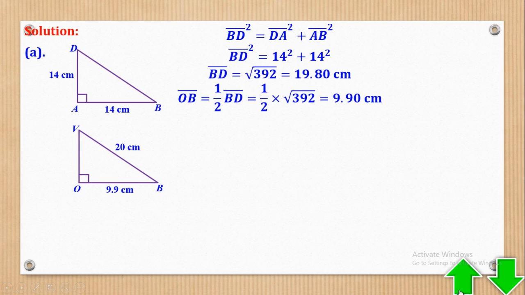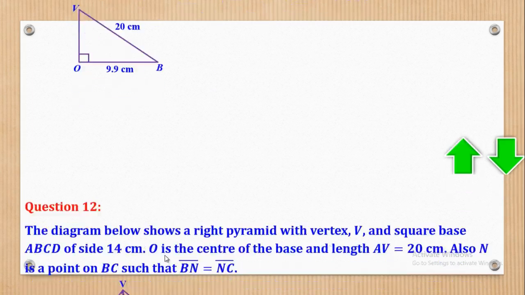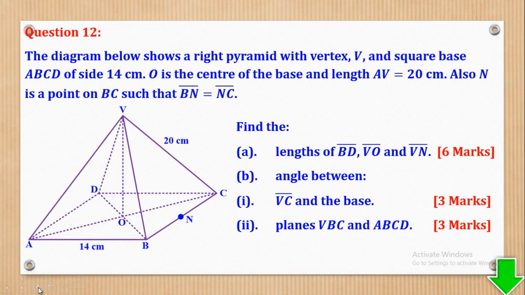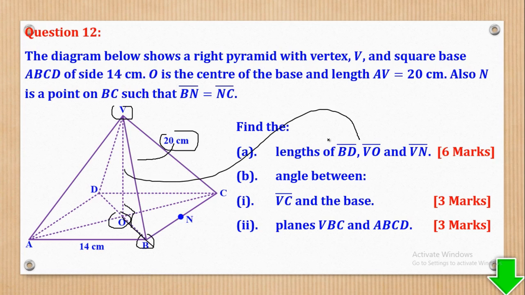For example, if you look at this, we want triangle OBV. So let's look at triangle OBV. If you look at this triangle O, B and V, you realize that this triangle is right angled at O. Then this slanting length is equal to this, so that is 20. Then OB, we have got it. Now we want to get VO, which was asked.